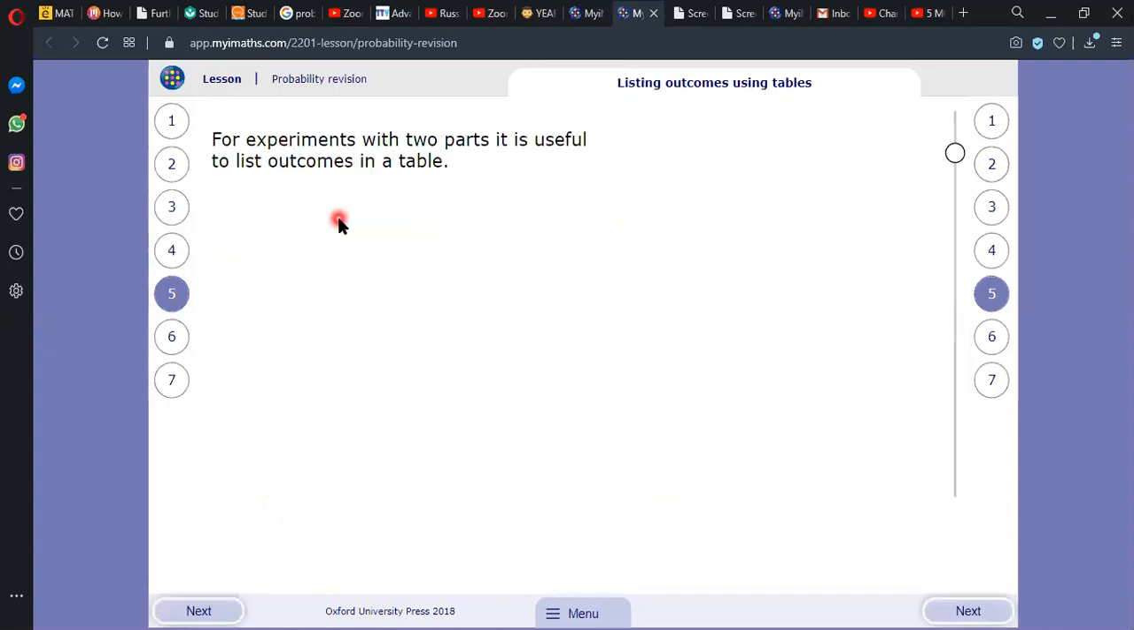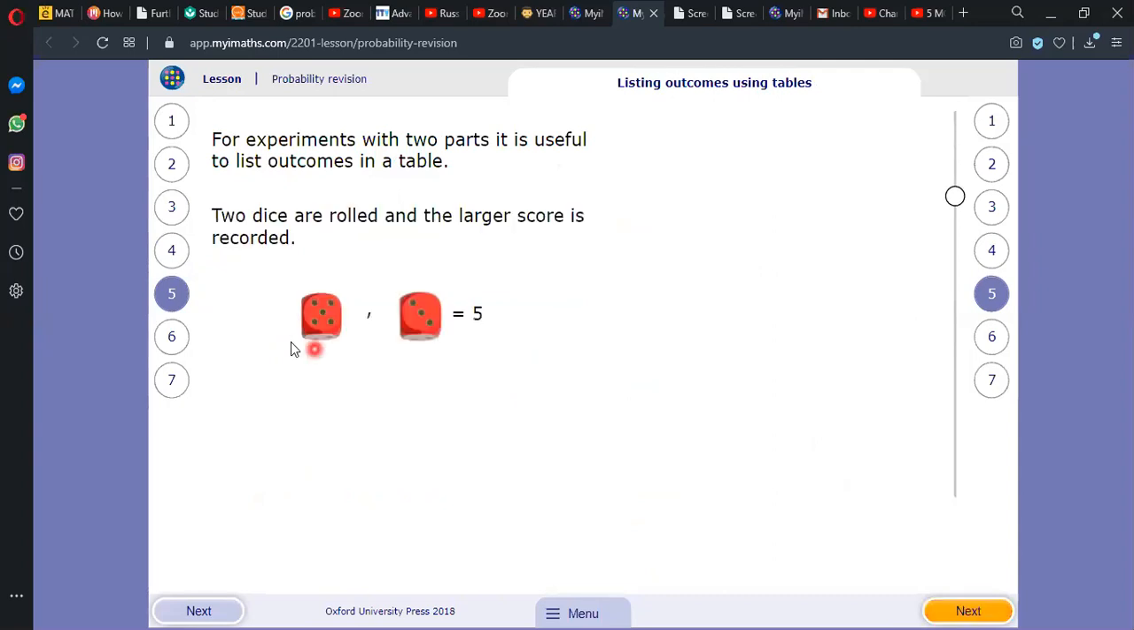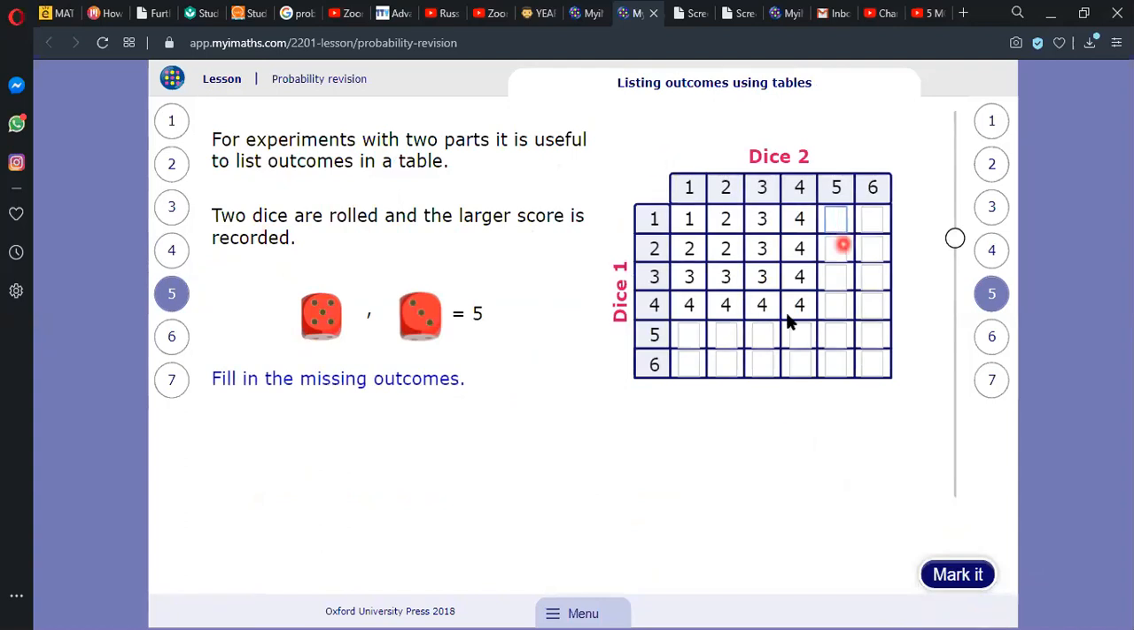For experiments with 2 parts, we've done it in a previous lesson. It is useful to list outcomes in tables. For example, 2 dice are rolled and the larger score is recorded. You create a table of this nature. If you look at this, you can see the pattern, the way this table is going.